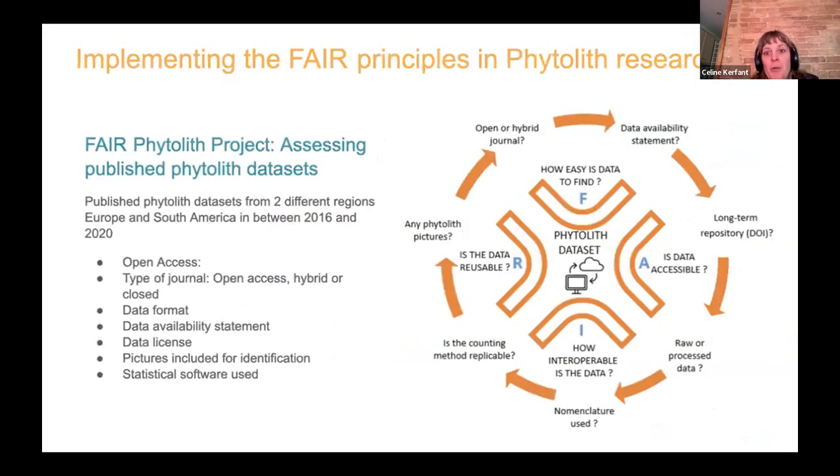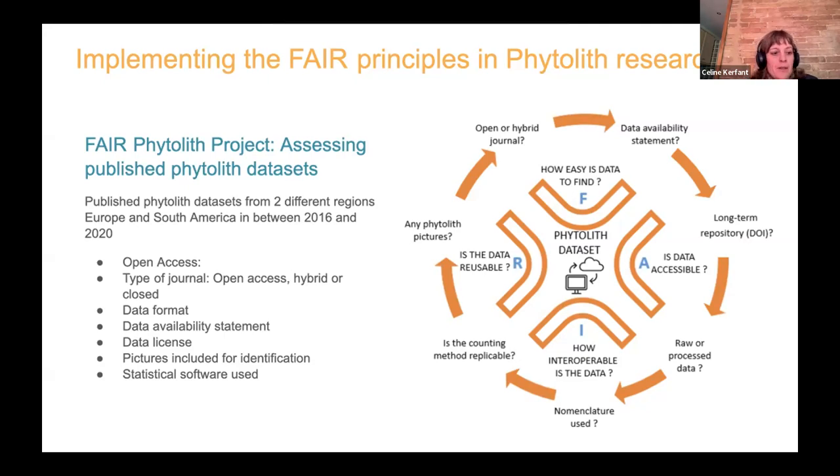A quick word about the FAIR project. In the FAIR project, we have launched a study of 100 papers published between 2016 and 2020. This is to assess how FAIR phytolith data are. These 100 articles are from Europe and South America, and they were evaluated using a questionnaire developed for this purpose. These two regions have been chosen because they have really different working traditions. This is more a tool to have a state of the art of phytolith research practices in terms of FAIR principles. We aim to improve our practice and not to judge it.